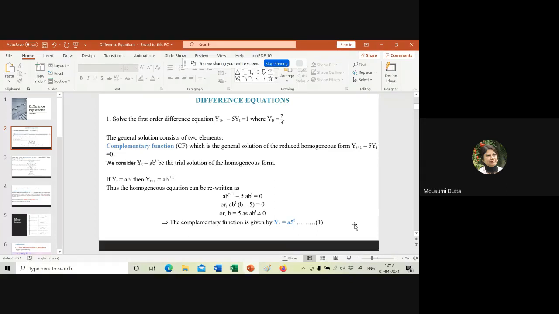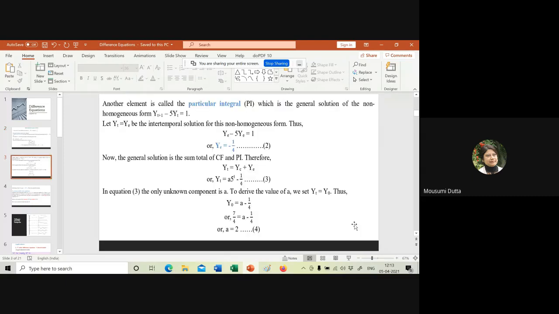Now look at the things. If anyone has any question for the first order difference equation, the way we derive the value for B, please ask me. Any question? We will solve for A later. We need to solve for A too. We will solve for A later.